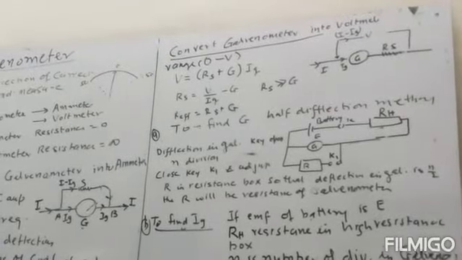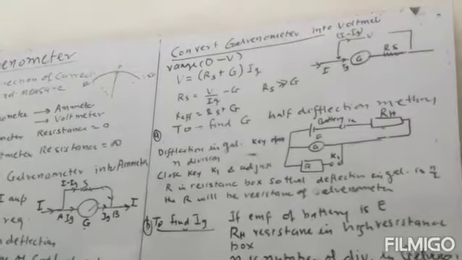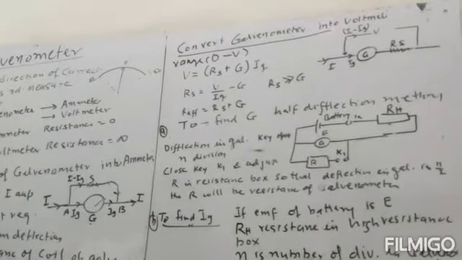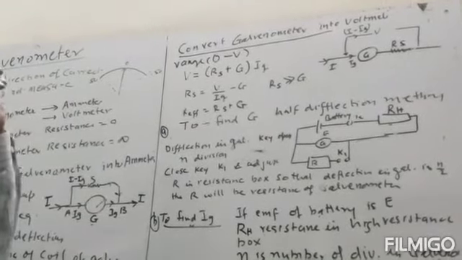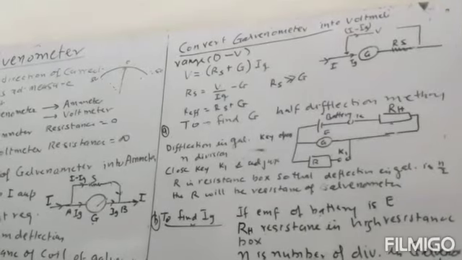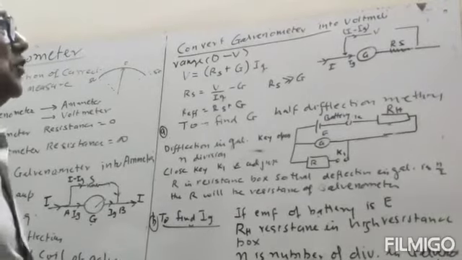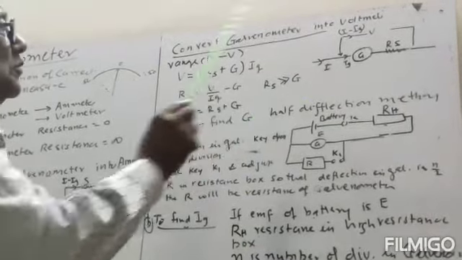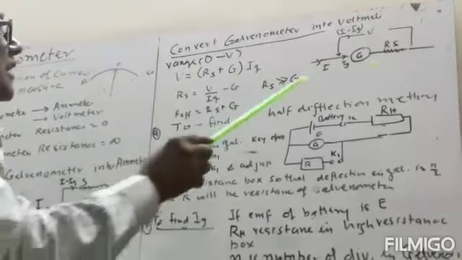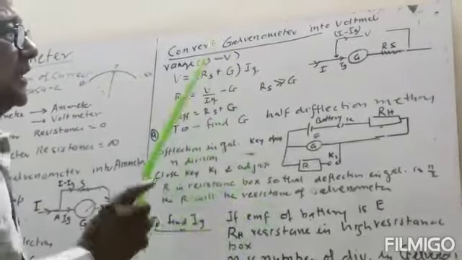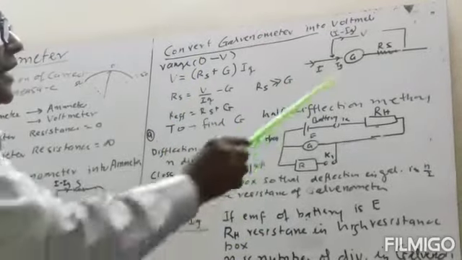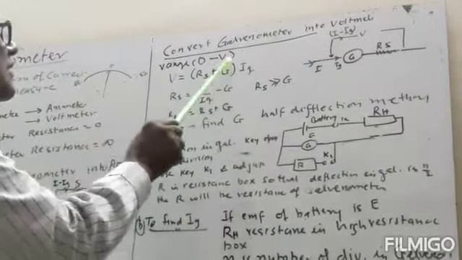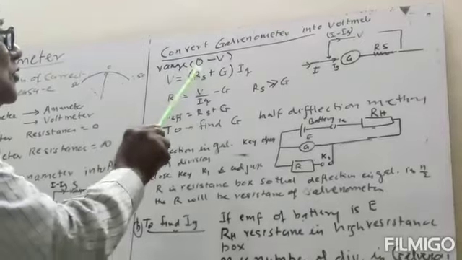Convert a galvanometer into a voltmeter. Now a voltmeter is a device to measure EMF or potential difference. So we will use it in parallel to the circuit where we want to find the EMF or potential difference. Now suppose we have to find the high resistance which is connected in series with the galvanometer so that it is converted to a voltmeter. Now the range for which we will convert the galvanometer is, suppose, 0 to V.